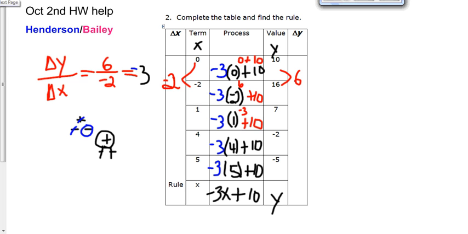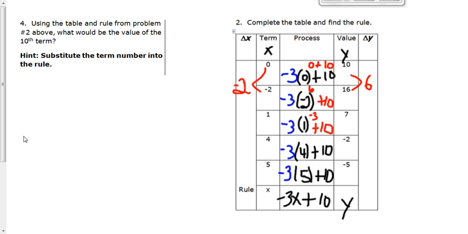Okay, moving on. Let's look down, and I believe we're going to look at question number 4 now. Question number 4 asks us about the table in 2. So I've got it over here to the right-hand side. It says, using the table in the rule from the problem number 2 above, which would be the value of the 10th term? Well, our 10th term is your x. So that means instead of using an x, I'm going to plug in the number 10.